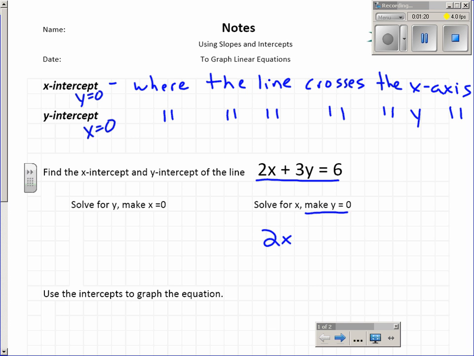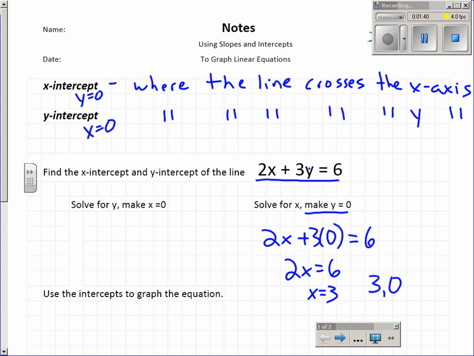Everything else stays the same. So 3 times 0. Instead of writing y, I write 0, put it in parentheses, think of multiplication. So 2x equals 6, x equals 3. So that means our x-intercept is 3. We could also write it as a coordinate point as (3, 0).